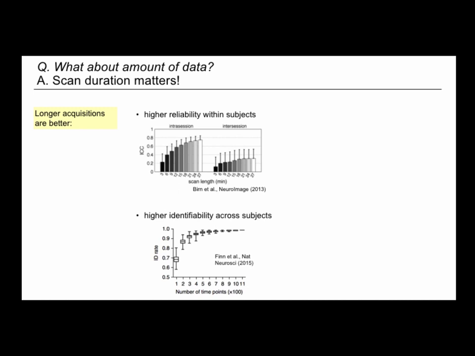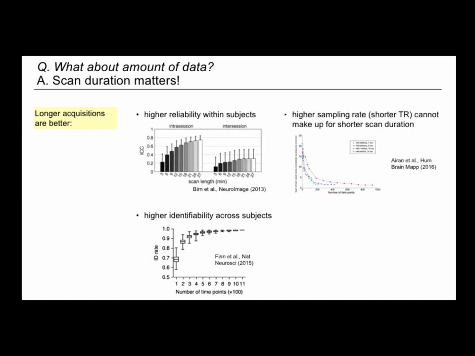We also observed this in our identification experiments, which are more of an across-subject measure, that the longer you scan, the better characterization you're going to get of each individual. And one interesting subtlety here is that a higher sampling rate, or in other words, a shorter TR, can't necessarily make up for a shorter scan duration.